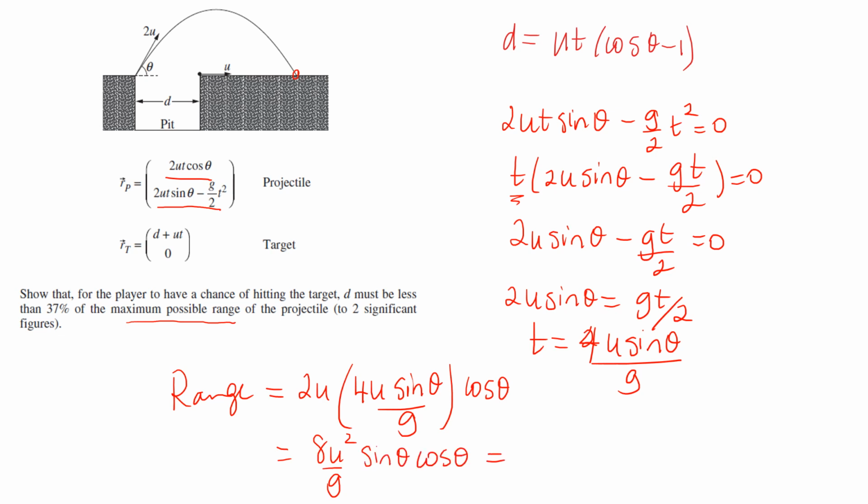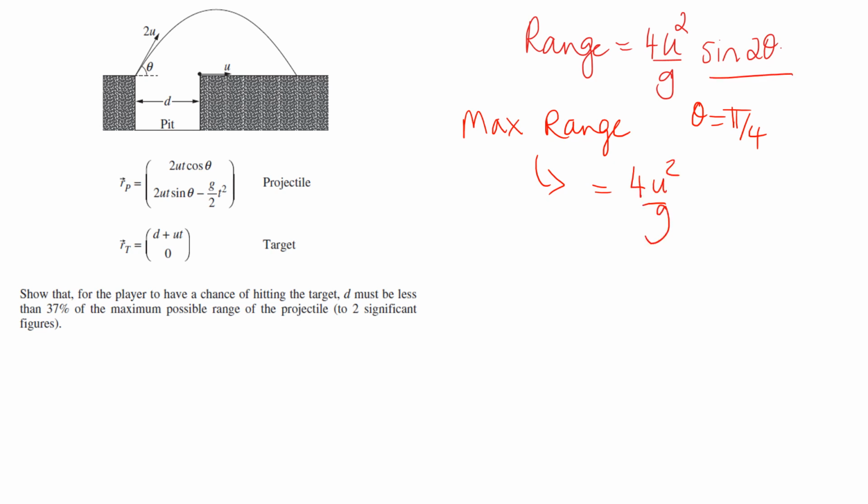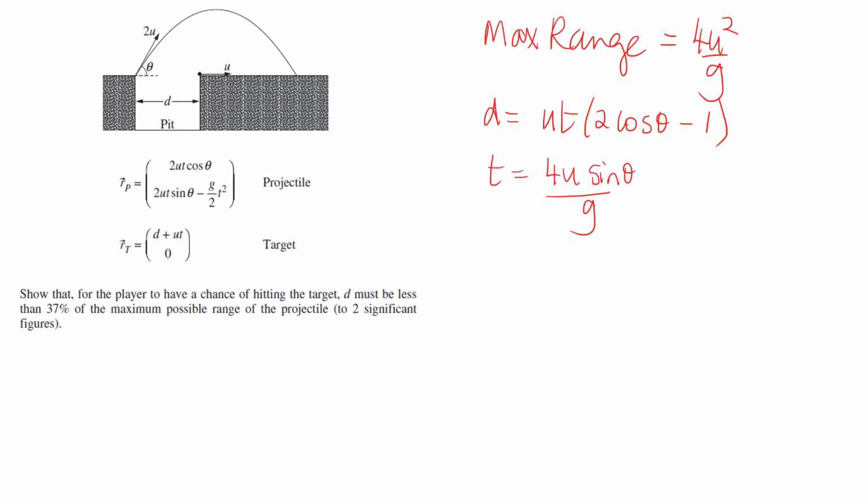Or we could write it as 4u squared on g sine 2 theta. Now that's the range, not the maximum range. And our maximum range occurs when? When theta is equal to pi on 4. So the maximum range is equal to 4u squared on g, because sine pi on 2 is equal to 1. Okay, let's finish this off.